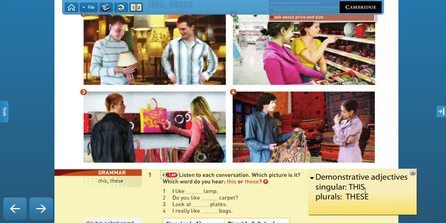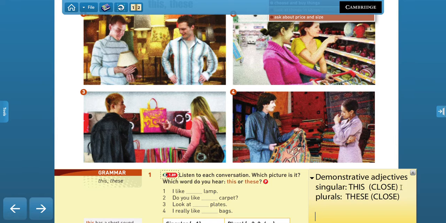Now, these demonstrative adjectives are for things that are close to us. Close in terms of distance, right? For something that is close to us. If you pay attention in this image, the person is close to the object. They are holding it in their hands, right, or pointing at something very close.